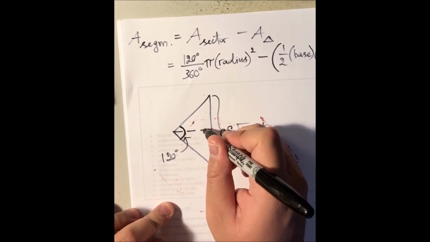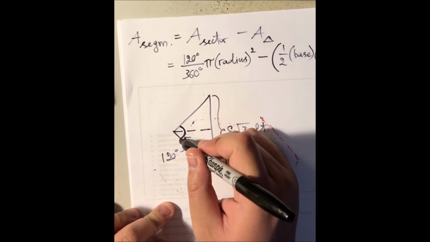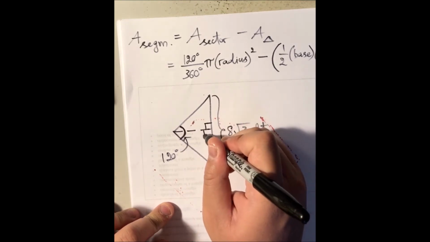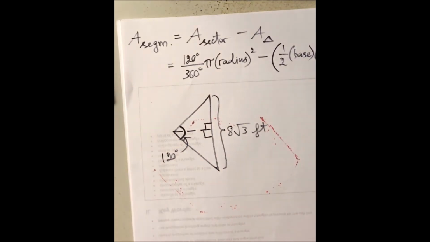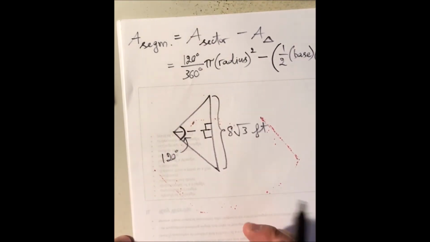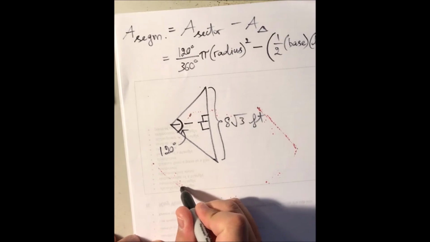So this half is going to be 60, this half is going to be 60, and it intersects the base perpendicularly, so there are going to be right angles right there. To find the height of the triangle, we want to pick either the top half or the bottom half. I'm going to pick the top half.